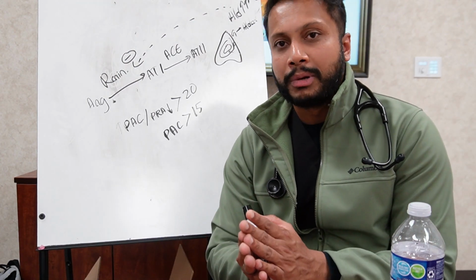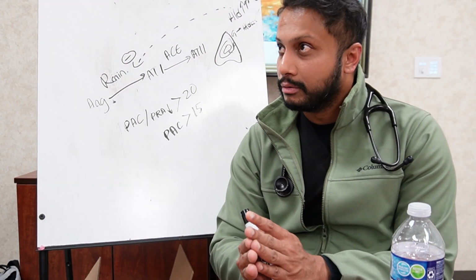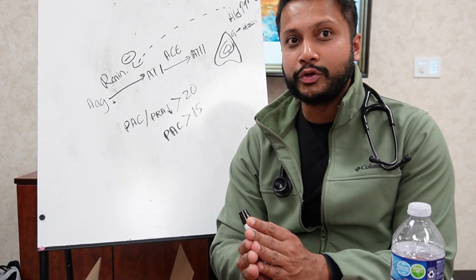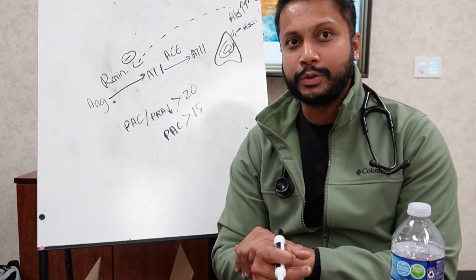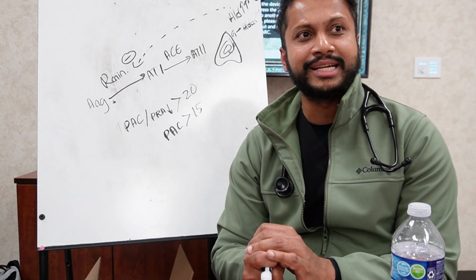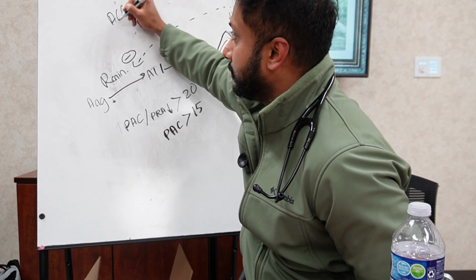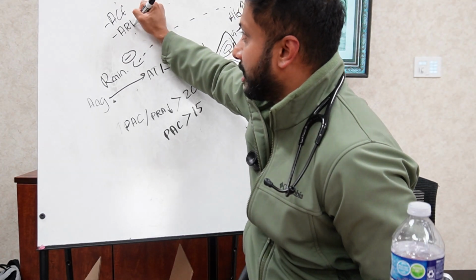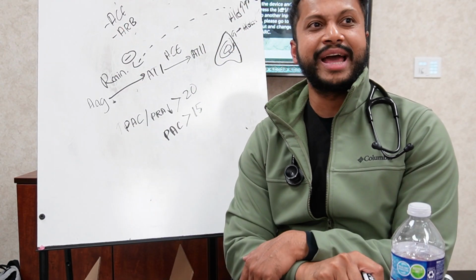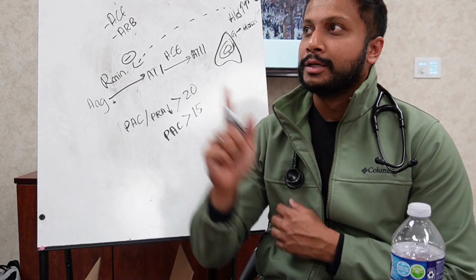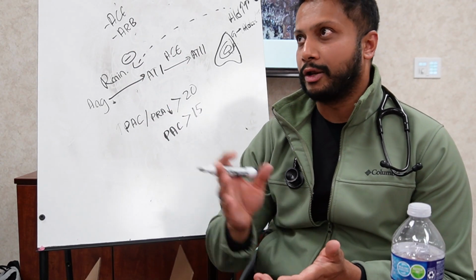Okay? But the boards are evil. Why? Because they know that you know this answer. So what they're going to tell you is the patient is on an ACE inhibitor or the patient is on an ARB, and they give you this patient and they're going to ask you, what are you going to do now? So what's going to happen? Let's think about it logically, right?